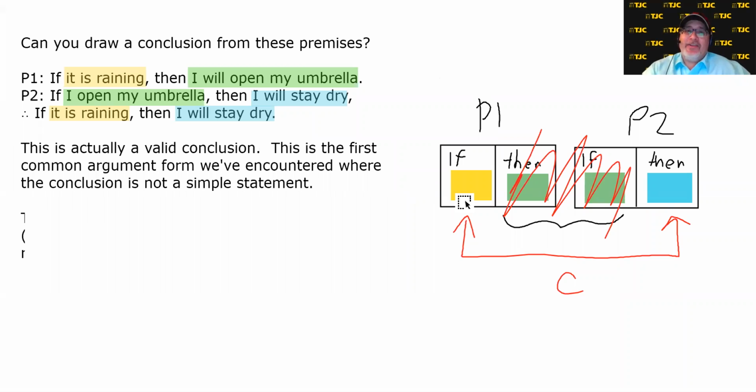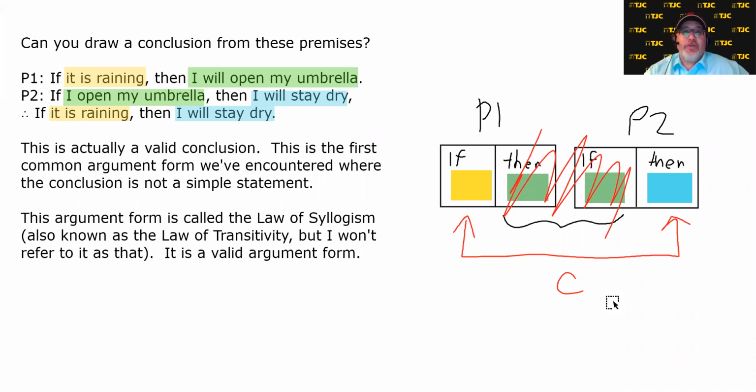This is actually a valid conclusion. This is the first common argument form we've encountered where the conclusion is not a simple statement. This argument form is known as the Law of Syllogism. It actually has two names. We're going to call it the Law of Syllogism.